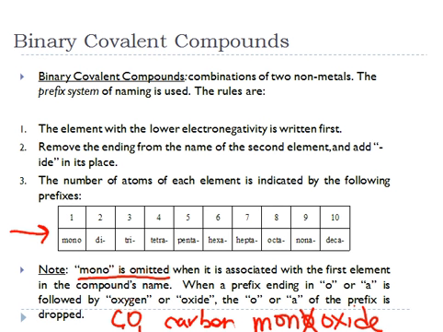Okay, so that's what I mean in that second sentence there, okay? The O or the A of the prefix is also dropped, okay? So that's how we get carbon monoxide, and the formula for that is CO.